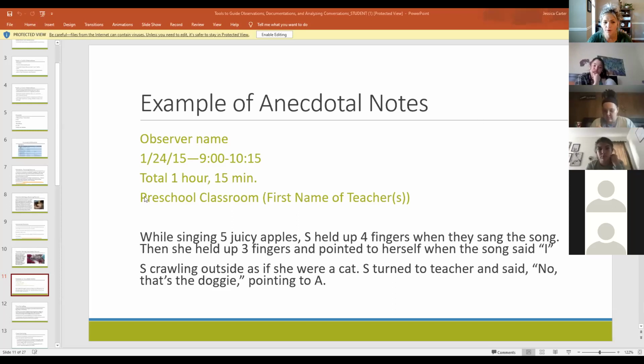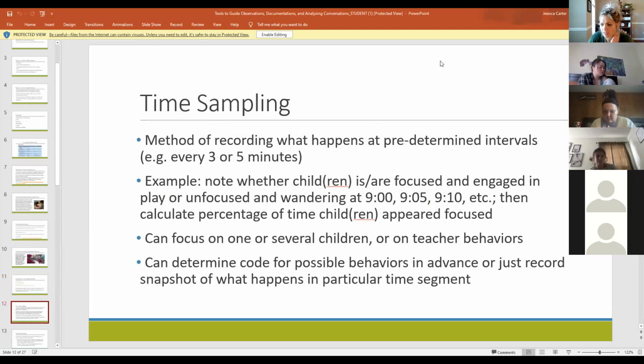Let's see here. So I'm going to go back into the PowerPoint. And I mentioned this before, but it's important when you're taking these anecdotal records to note the time of day, the date, what classroom you're observing children in, the children's names, teachers' names, all of that kind of information, just for your own record keeping purposes. And as a classroom teacher, obviously, it's important to know dates and times and what child said what for planning purposes.